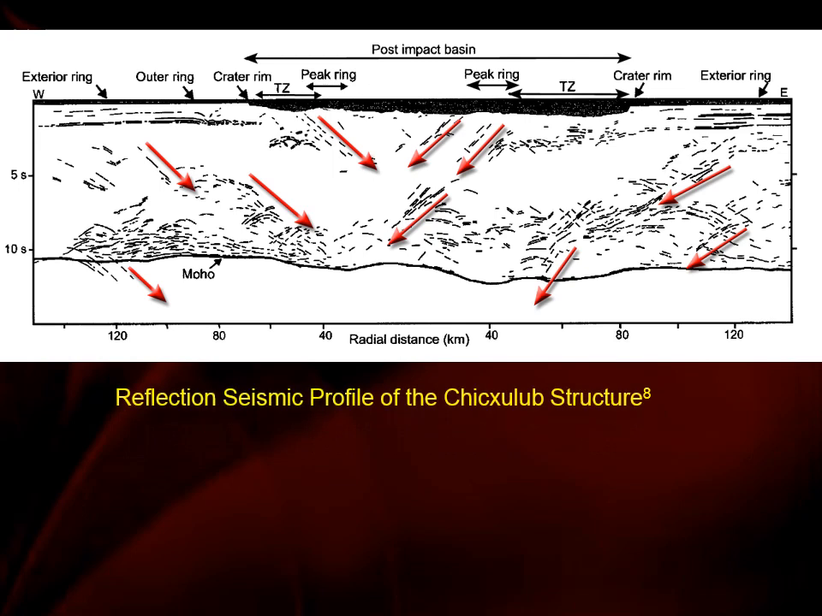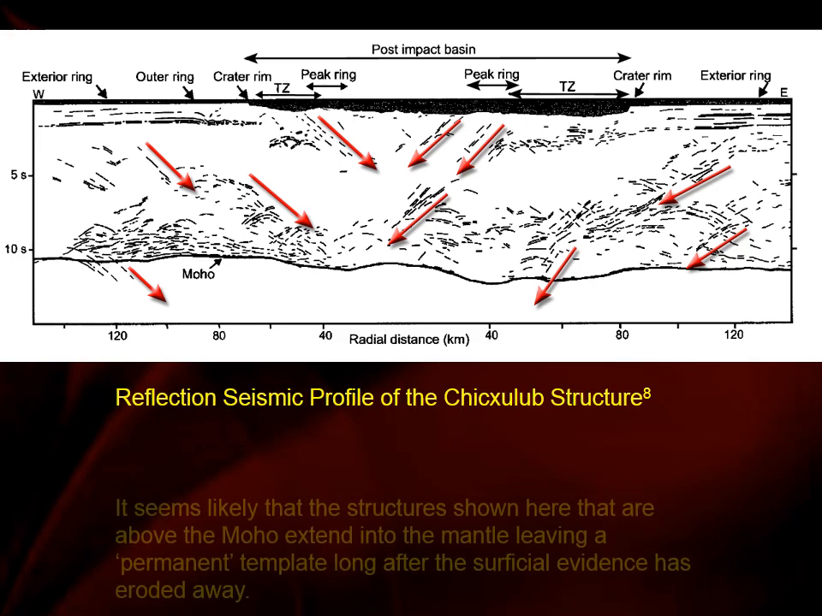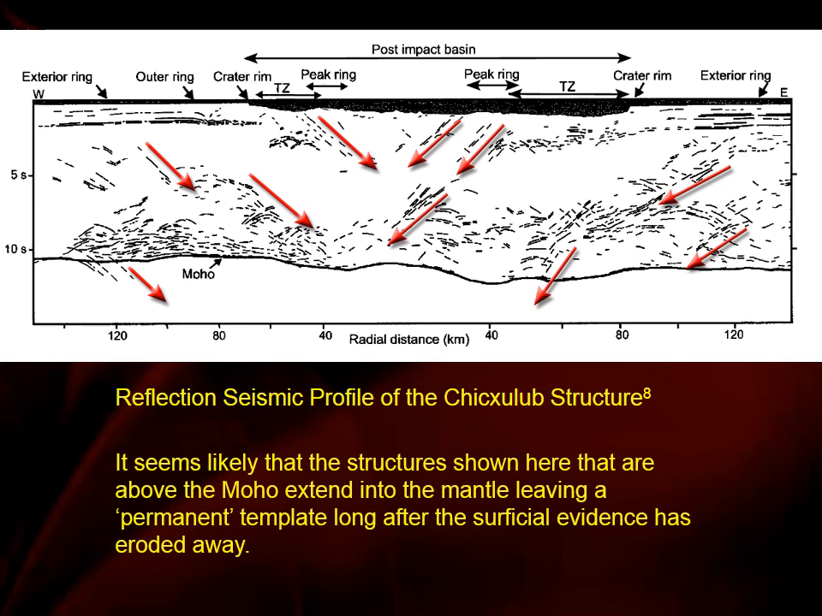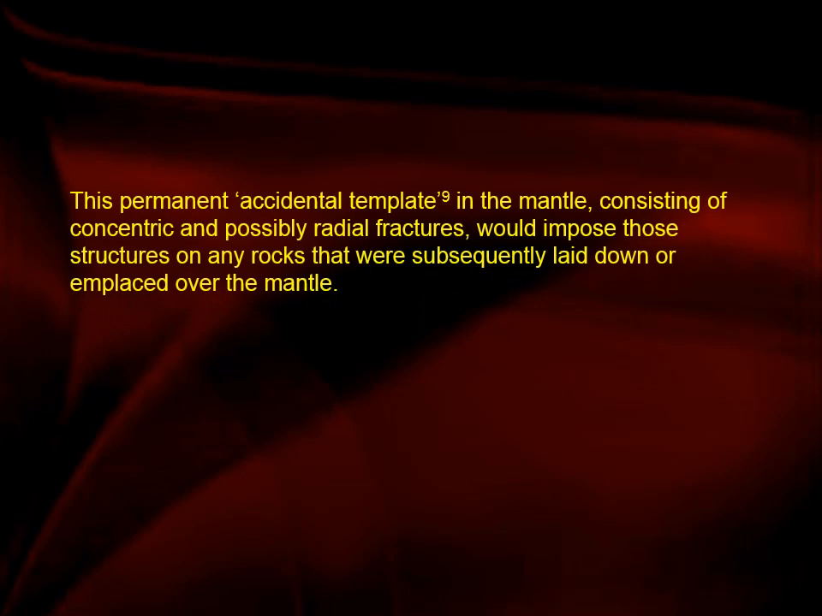This is a reflection seismic profile of the Chicxulub structure. It seems likely that the structures shown here that are above the moho extend into the mantle, leaving a permanent template long after any superficial evidence has eroded away. This permanent accidental template in the mantle, consisting of concentric and possibly radial fractures, would impose those structures on any rocks that were subsequently laid down or emplaced over the mantle.